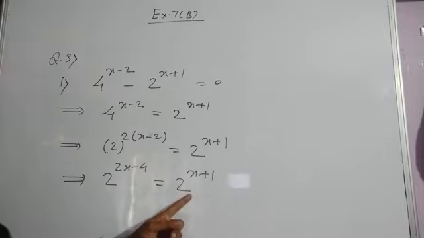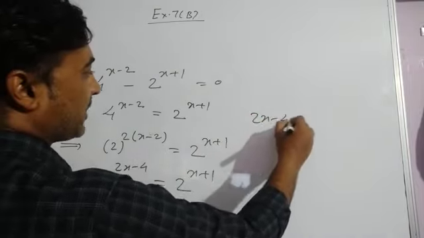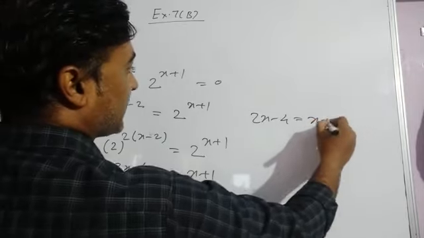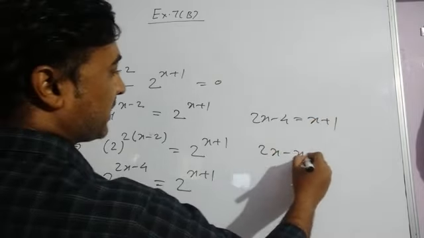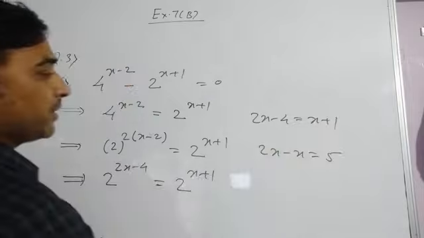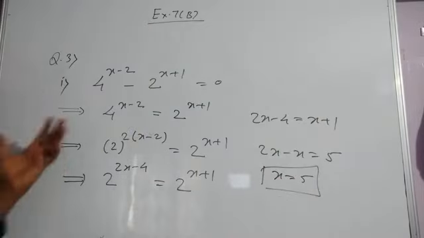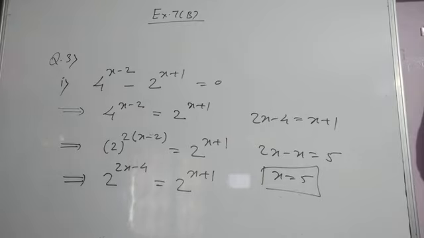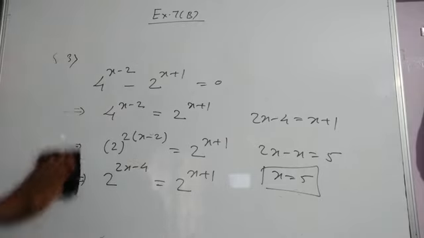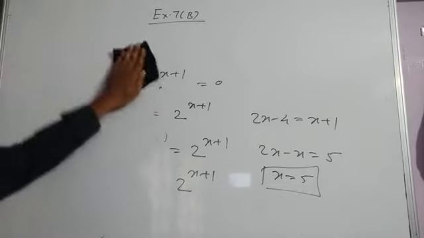Now the bases are the same, so we can compare indices. So it will be 2x minus 4 is equal to x plus 1. So here it will be 2x minus x is equal to 4 plus 1, which is 5. So x is equal to 5. I hope you got this. So basically the concept is the same again. When the bases are the same, we compare indices. We'll go for the next question.